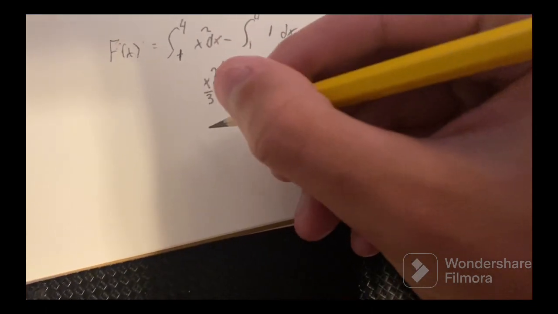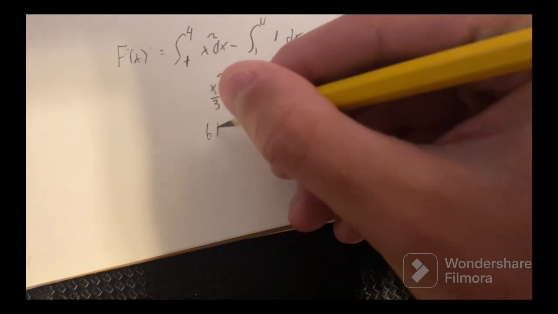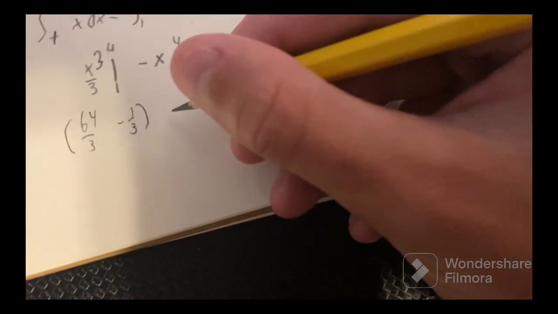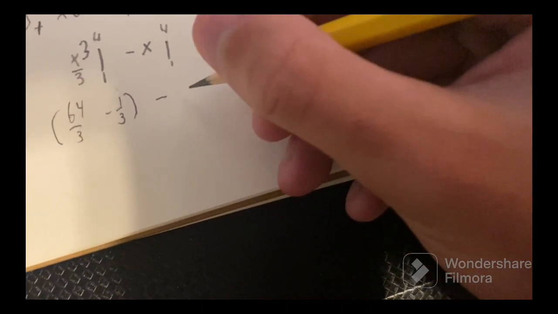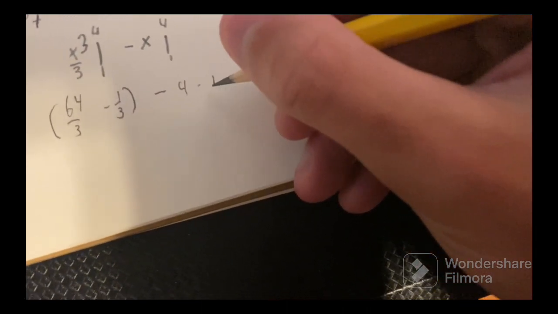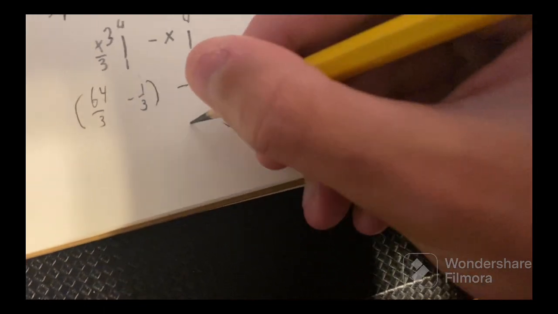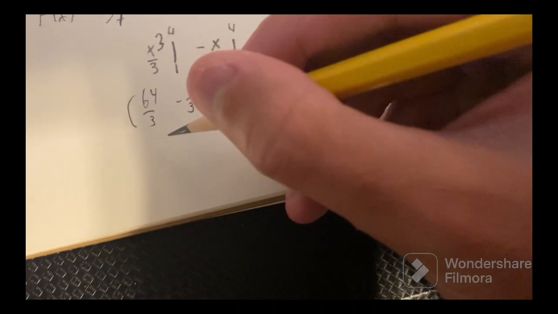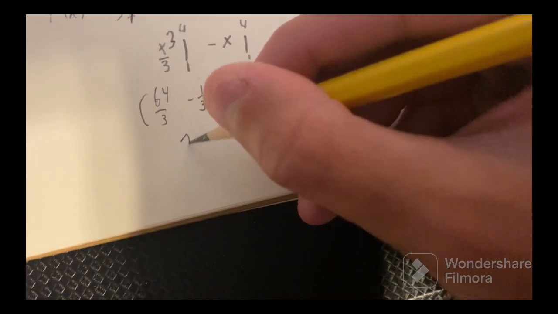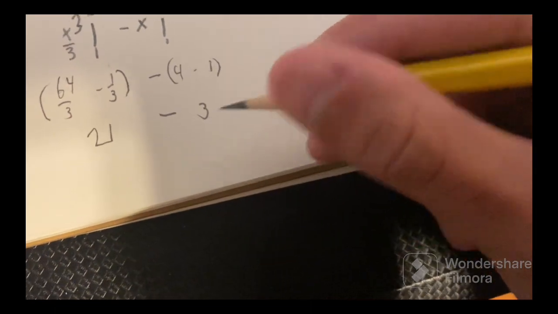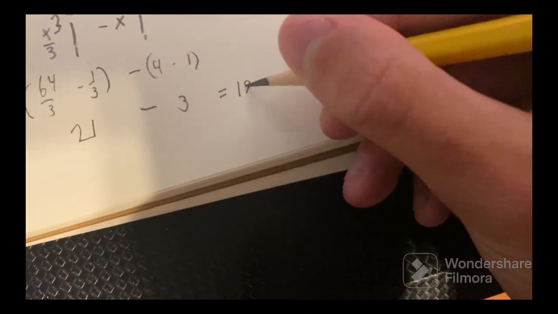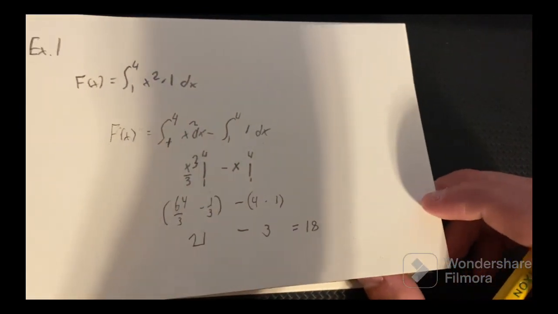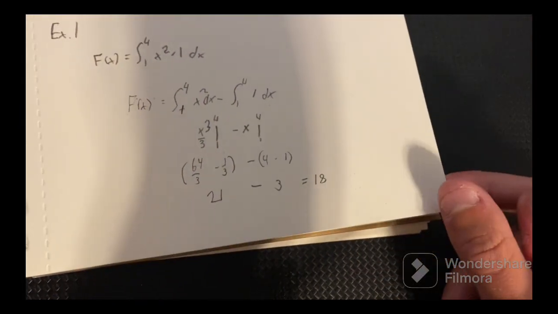4 cubed minus, that will give us 64 over 3 minus 1/3, minus 4 minus 1. That'll give us 3 here. And then here's the kicker. So that'll give us 63/3, which gives us 21. And 21 minus 3 is equal to 18. All right, so that's a simple one, right? A little bit of work required, but nothing too major. Oh boy, just wait for this one.